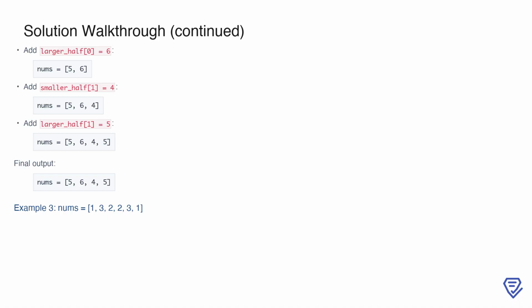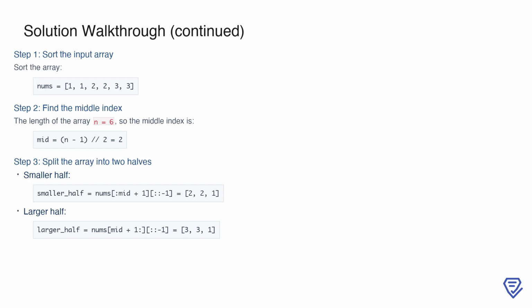Let's now consider a third example where nums equals 1, 3, 2, 2, 3, 1. For this third example, we start by sorting the input array in ascending order. After sorting, nums becomes 1, 1, 2, 2, 3, 3. Next, we calculate the middle index. Since the length of nums is 6, the middle index is (n-1) divided by 2, which equals 2.